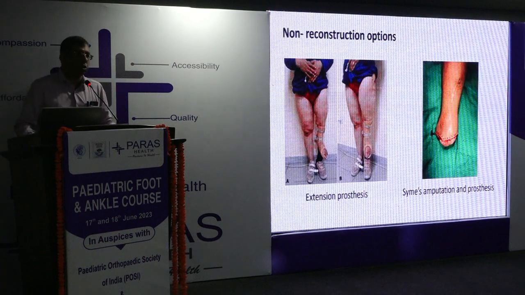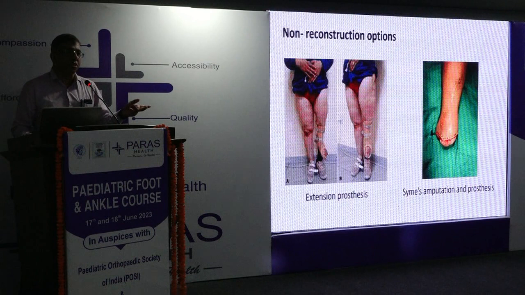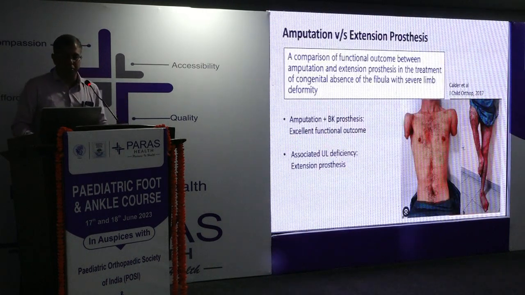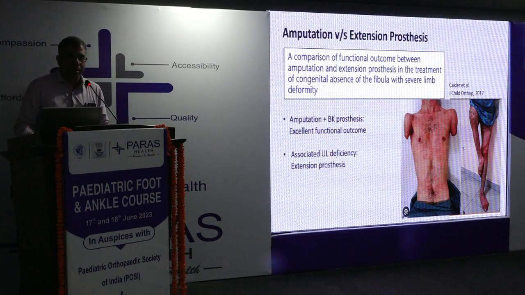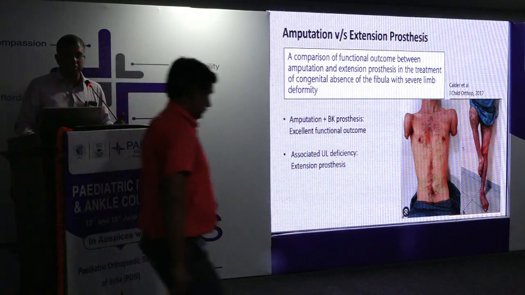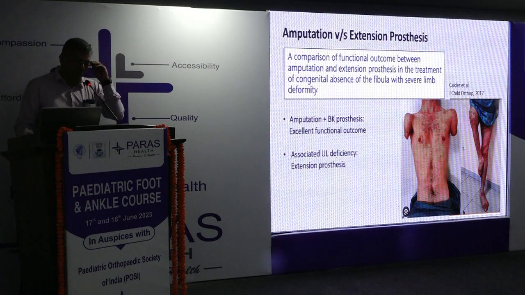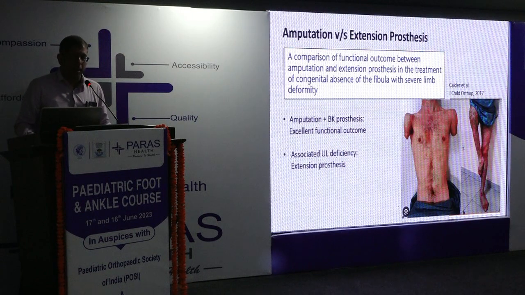What are the non-reconstruction options? So I mentioned that there are 2 options. If the upper limb is not functional, you would probably preserve the foot and apply an extension prosthesis. And if the upper limb is functional, then probably you would do a Symes amputation and apply a prosthesis. There have been studies which have compared the results of Symes amputation and prosthesis versus extension prosthesis. And what they have noted is that amputation with below-knee prosthesis probably has a better functional outcome as compared to an extension prosthesis.